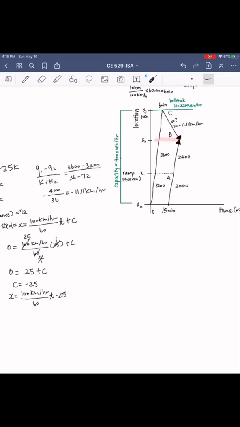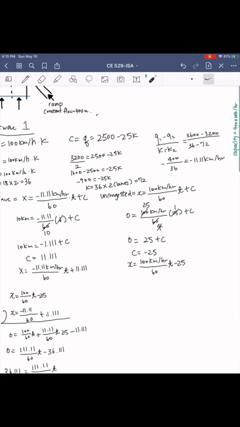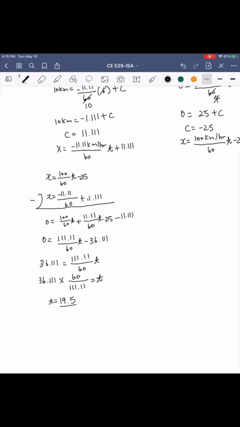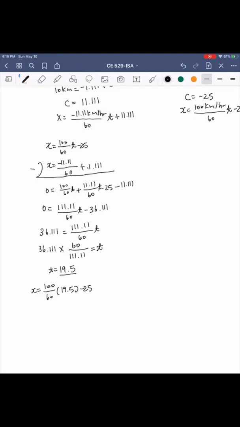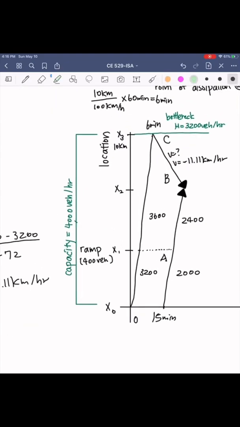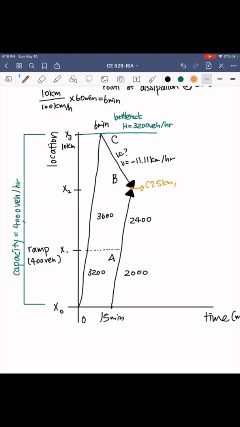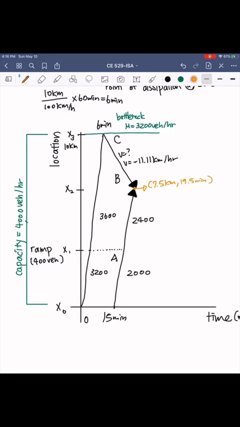And let's plug that in to find out where in the 10-kilometer segment they'll meet. So let's plug that into this equation. The x equals 100 divided by 60 times 19.5 minus 25. Let me put this in the calculator. So 100 divided by 60 times 19.5 is 32.5, minus 25 is 7.5. So let me write it down here. This data point right here is 7.5 kilometers in 19.5 minutes, which is when they reach the end of the queue.